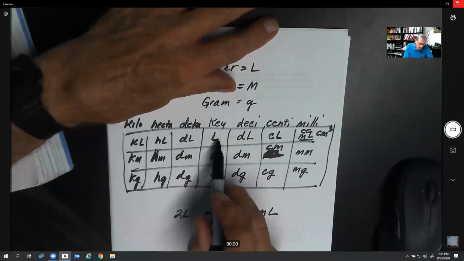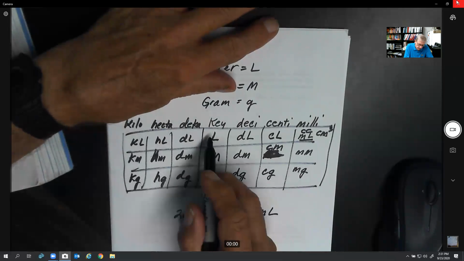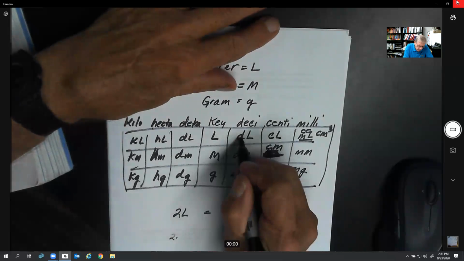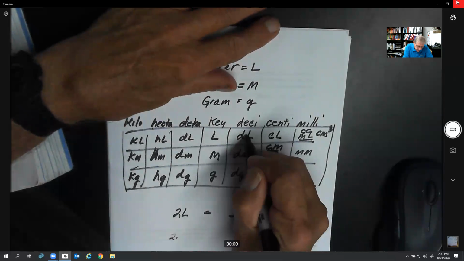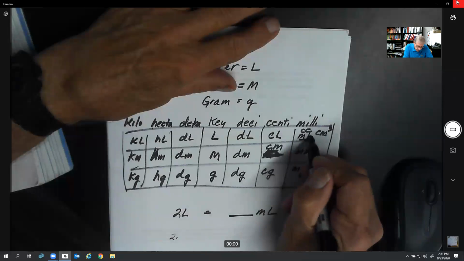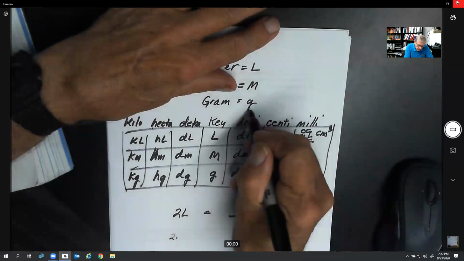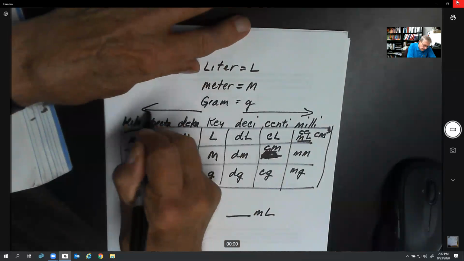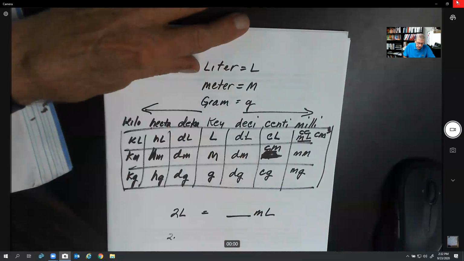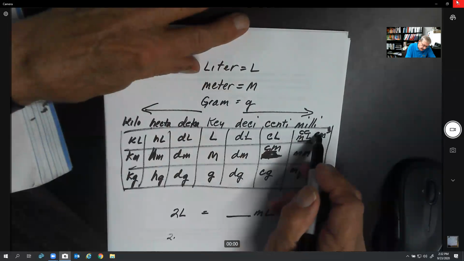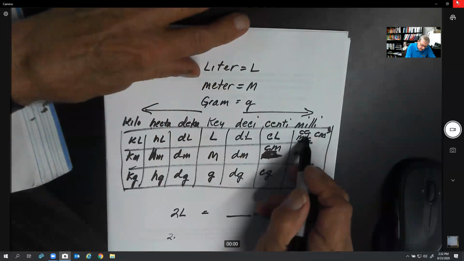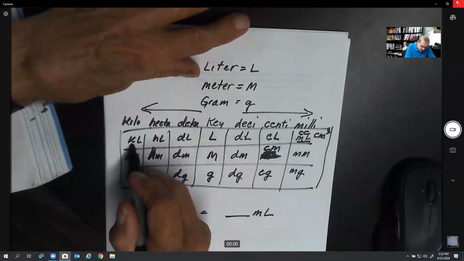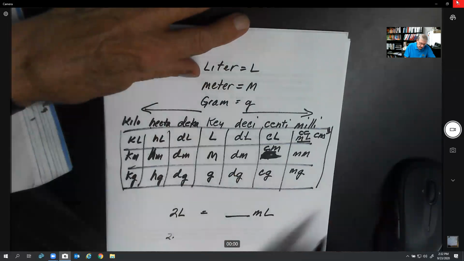For each box we move, we move our decimal one place. This is 2 point. We move our decimal point 1 place, 2 places, 3 places to the right, the direction we're going. If we're going the other way from our key unit, we move it to the left. Anywhere on this scale, if we're going to the left, we move our decimal point left; if going to the right, we move it right.